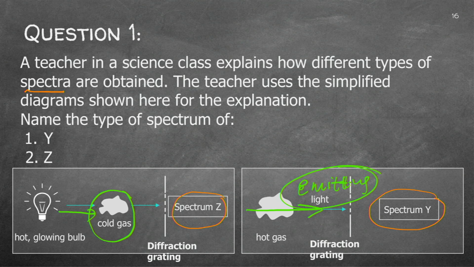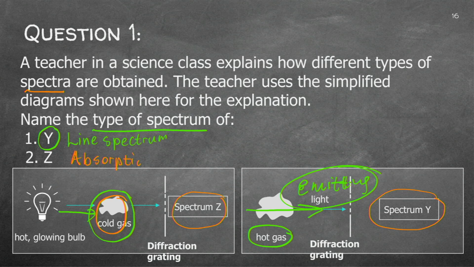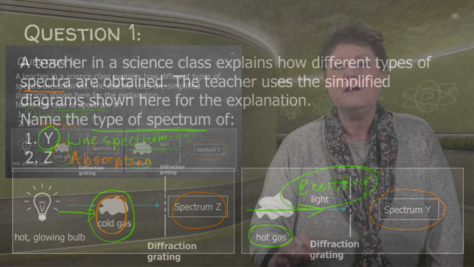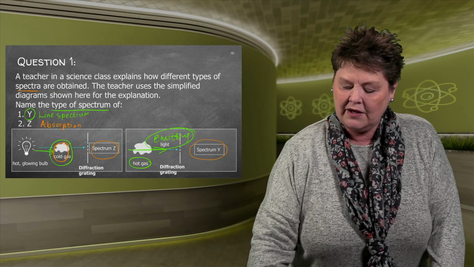Now, what will the answer be? What will the type of spectrum be that we see with Y? So we see Y is this hot gas. So I know this will be a line spectrum. And then the second question, what will the Z spectrum be? Well, the Z has got this cold gas, so this will be the absorption. So be very careful that you don't confuse yourself with these 3. It's not as difficult if you just go and study the theory behind this.